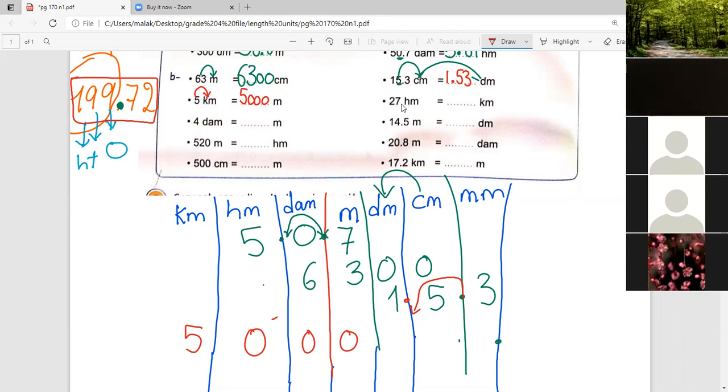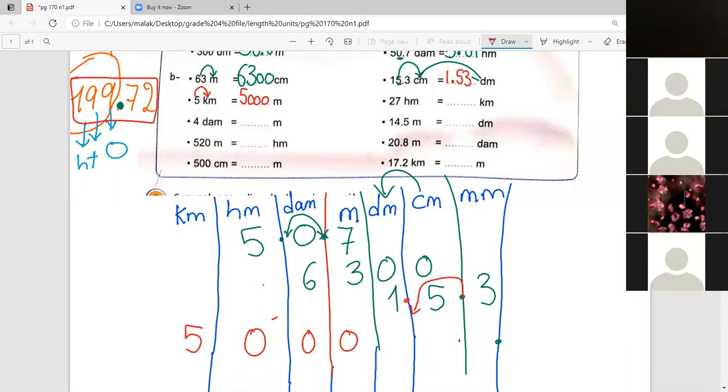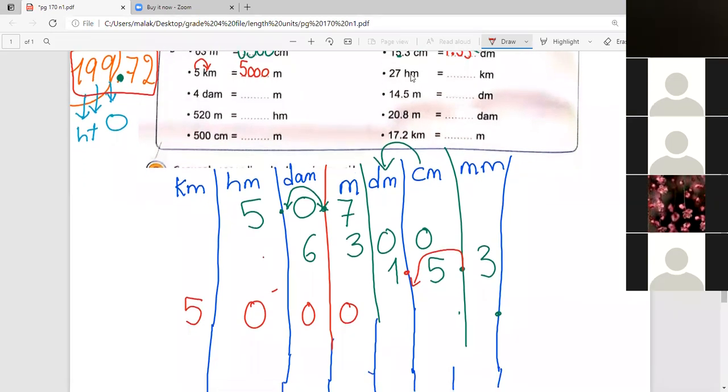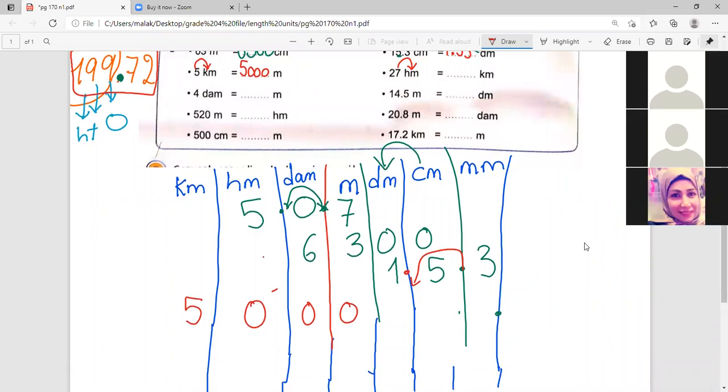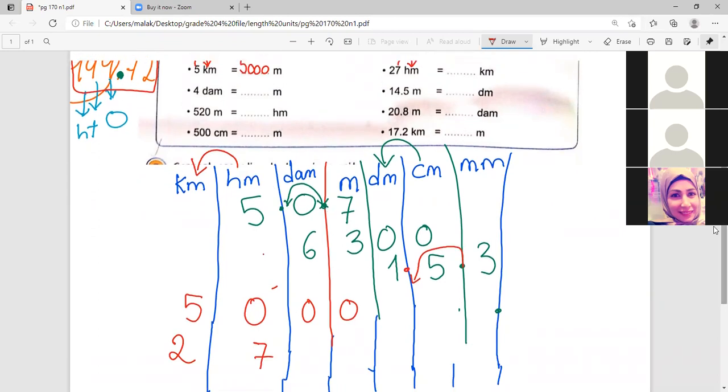Okay. Shahid Bukhalil. Yes, teacher. 27 hecto convert to kilo. First thing, we're going to put 7 under hecto, and then we're going to put 2 under kilometer. Exactly. Now convert to kilo. We are moving from hecto to kilo, one step back. So what shall I do? We're going to put a point. Where? Bravo. So 2.7. We are going back, so we place a point. Bravo, Shahid.